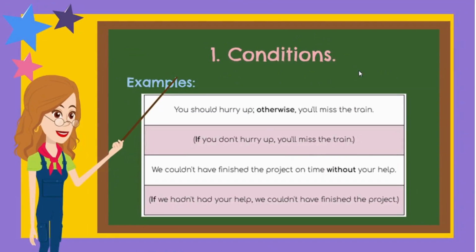Here we have two examples. The first one is: you should hurry up, otherwise you'll miss the train. Otherwise is replacing the word if in this case, but it implies the same, a condition. And the second one is: we couldn't have finished the project on time without your help. The same, right? Without is replacing the word if, but it's always implying the condition.